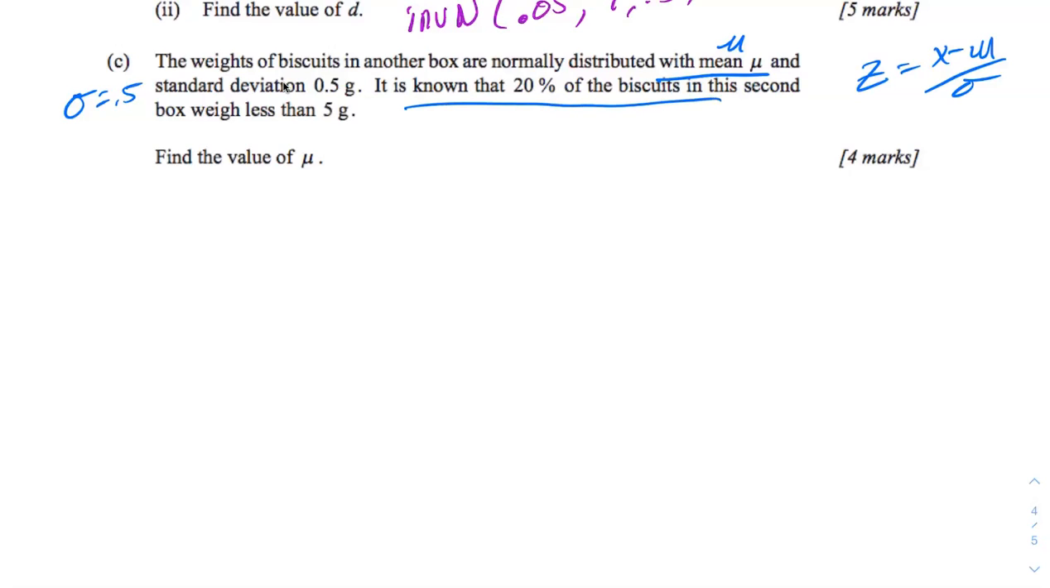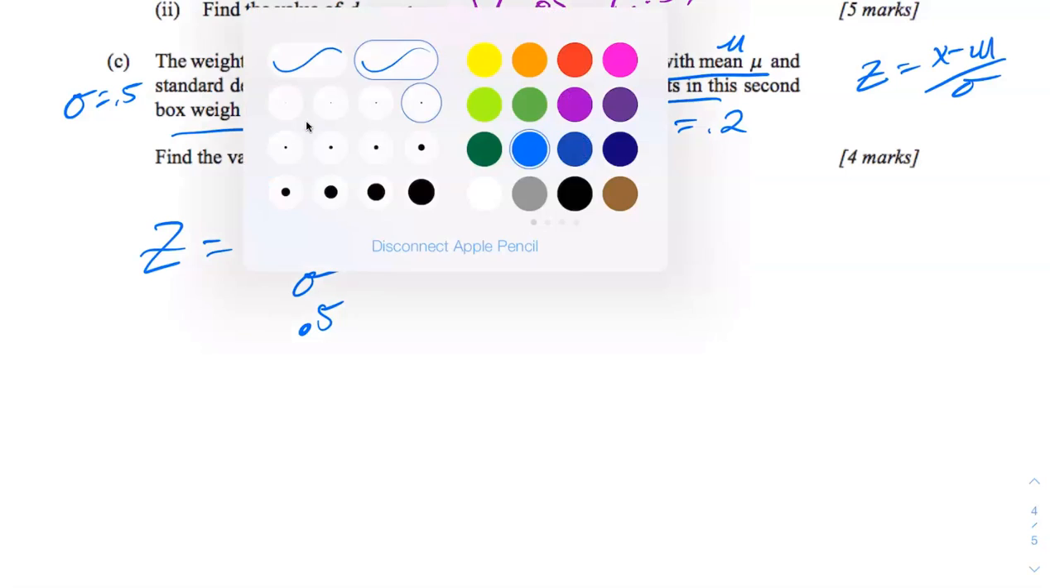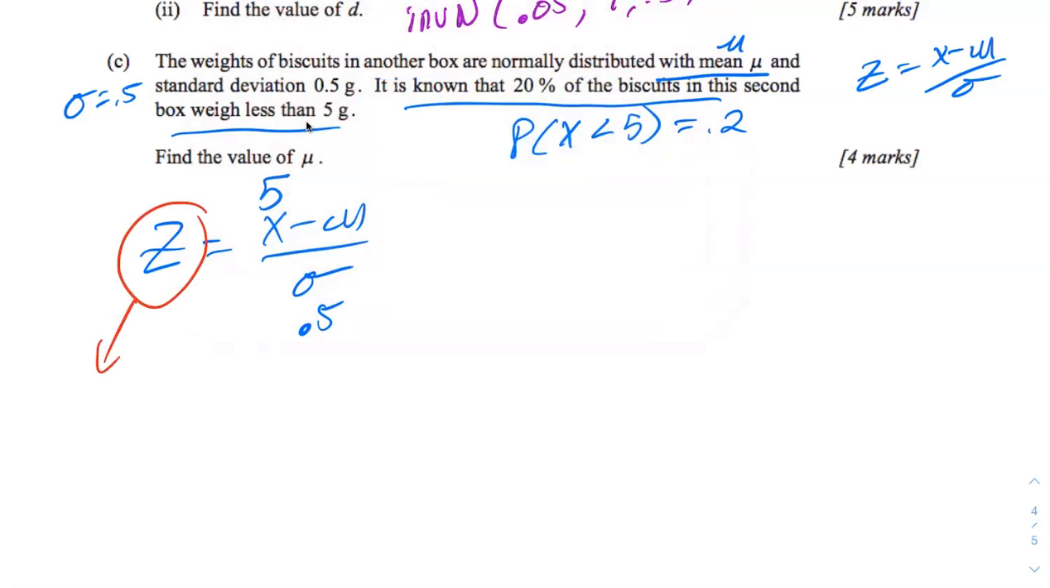This is an important part: you've got to know how to rewrite that. It is known that 20% of biscuits weigh less than 5 grams. So they're saying the probability that x is less than 5 is 20%. Like that. So this is our formula. Plug in what we know: my x is 5, my standard deviation is 0.5. We always find z the exact same way, with inverse normal. For z, the mean and standard deviation are 0 and 1. You always find z the same way: it's always inverse normal, 0, 1.